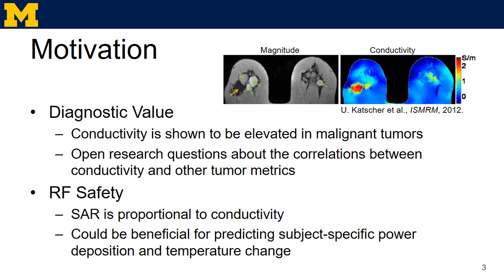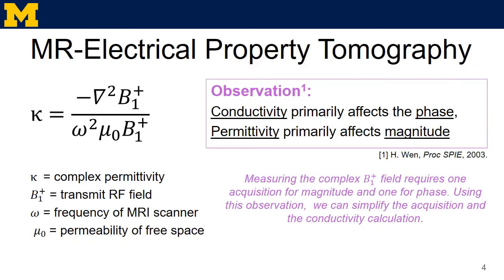The second application is RF safety in MRI. SAR is proportional to the conductivity, and we typically limit SAR to prevent heating within the MRI scanner. By measuring subject-specific conductivity maps, we might be able to predict subject-specific power deposition, SAR, and temperature change.